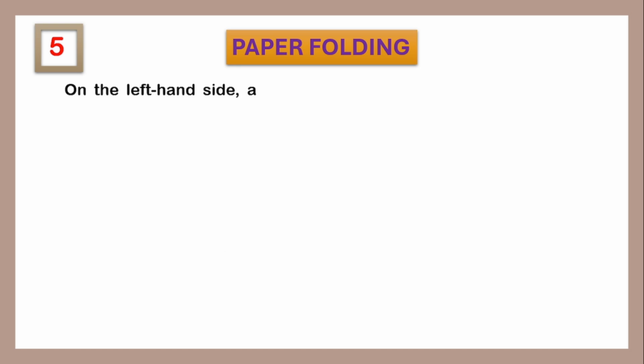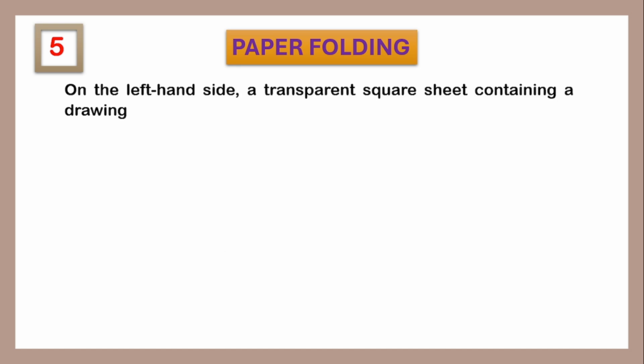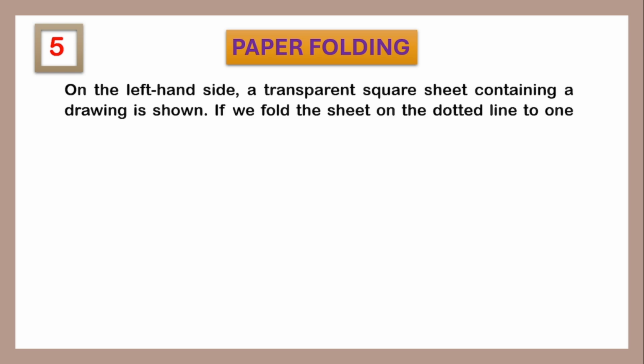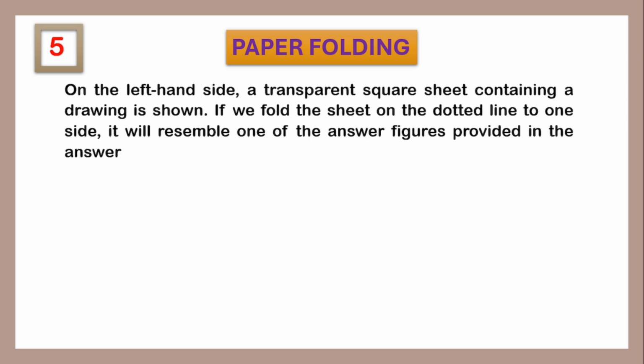Paper folding. On the left-hand side, a transparent square sheet containing a drawing is shown. If we fold the sheet on the dotted line to one side, it will resemble one of the answer figures provided in the answer options. Choose the correct answer.